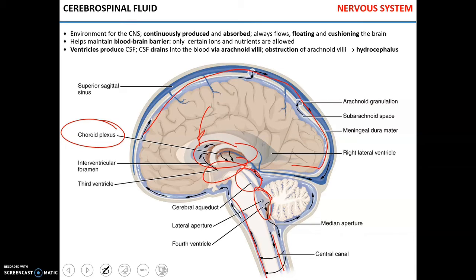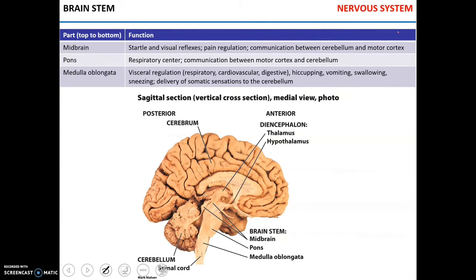Cerebrospinal fluid is produced at about 500 milliliters a day, and the total volume of cerebrospinal fluid at any given moment is about 150 milliliters, which means it has to be drained all the time. It drains into the blood via arachnoid villi. Obstruction of arachnoid villi may lead to accumulation of cerebrospinal fluid around the brain in the condition known as hydrocephalus, which is treatable. Surgeons will install a special drainage that will remove excessive cerebrospinal fluid.